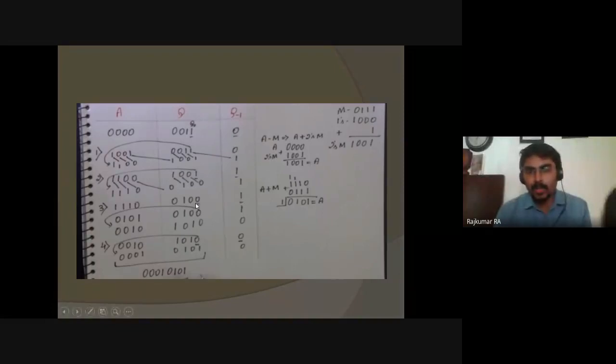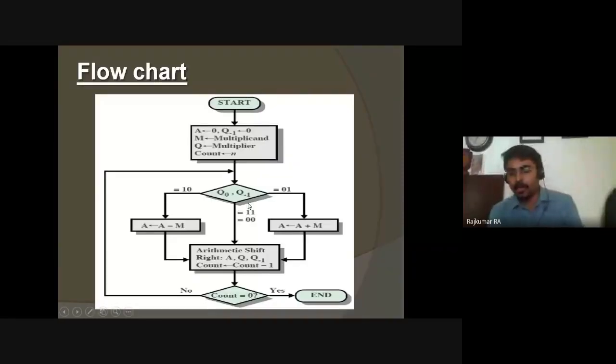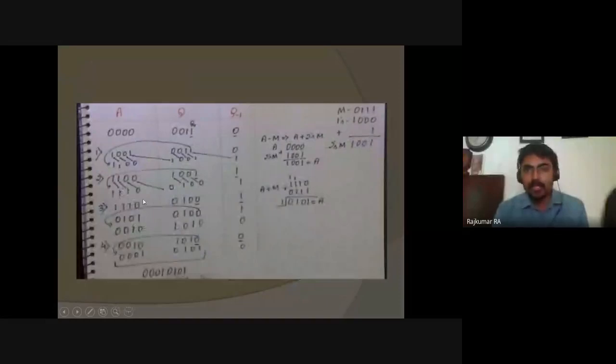I mean the q0 and q minus 1 value. Here the 0 and 1 is there. For the 0 and 1, as per the algorithm, we have to do A plus M. So we already know the new A value, because we should not go for the old A value. We have to do it only with the new A value. The new A value is this, and our M value we already know. Here there is no need of the 1's complement or 2's complement, because we have a direct plus value only.